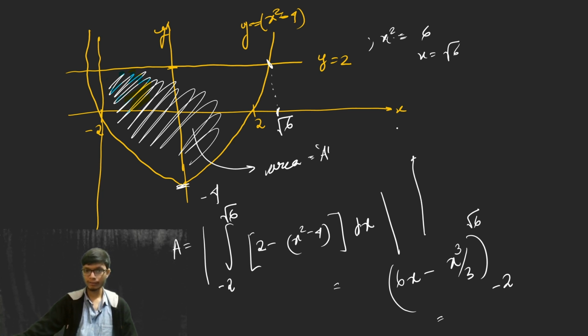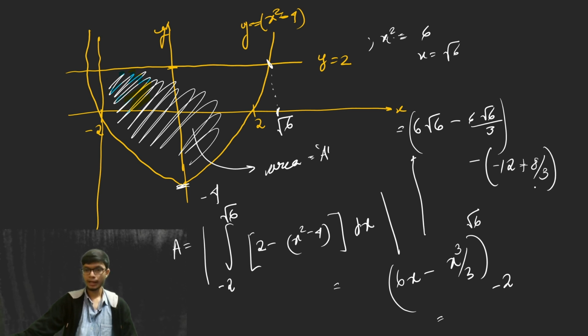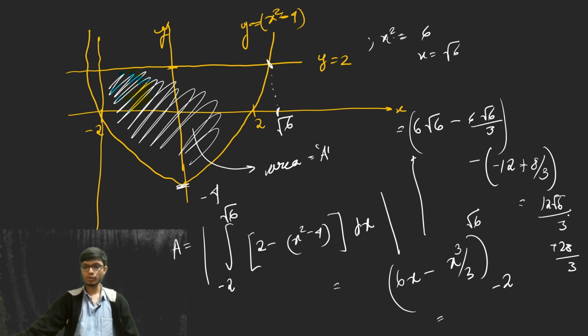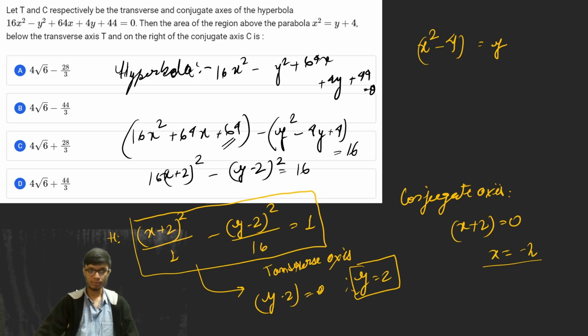So let me solve over here. You get the result as 6 root 6 minus 6 root 6 by 3, and then minus of, if you put minus 2, minus of minus 12, minus of 8 by 3, that is plus 8 by 3. The result will become 12 root 6 by 3 plus 28 by 3. You can solve this on your own and you get the right answer to this problem.